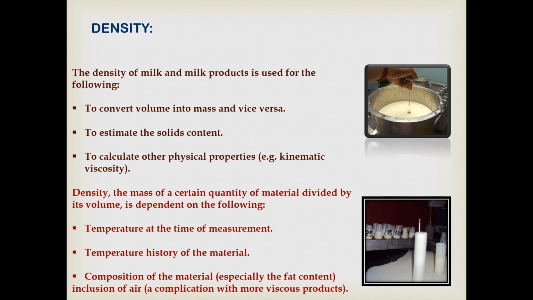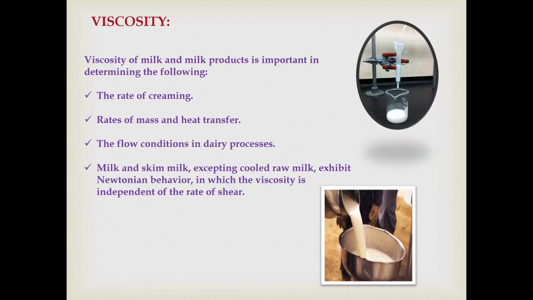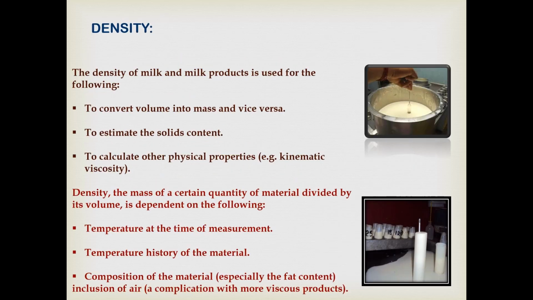Density of milk and milk product depends on three things. First one is temperature at the time of measurement, that is, during the measurement of milk or milk product, temperature is noted. So density depends on temperature, and temperature history of the material. Next, composition of the material, that is the substance of which a thing is made or composed of.